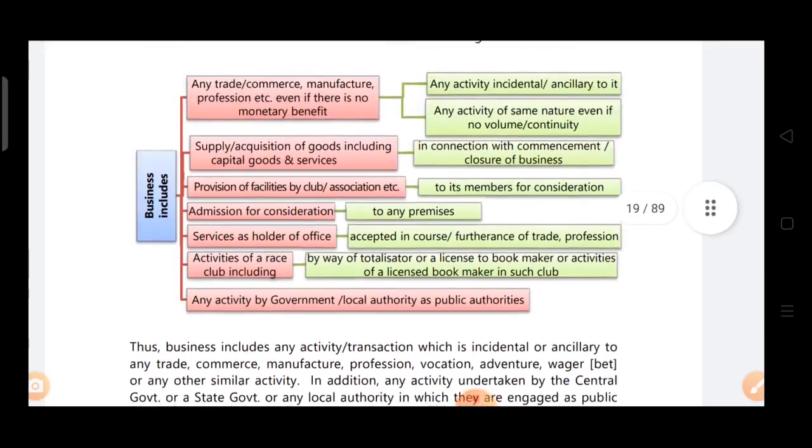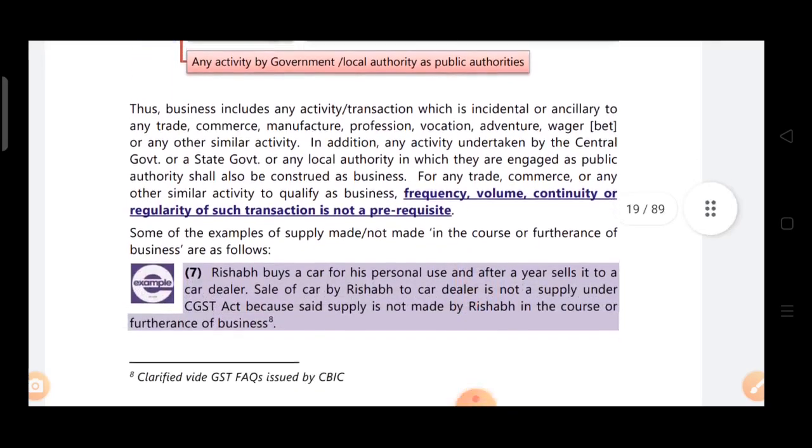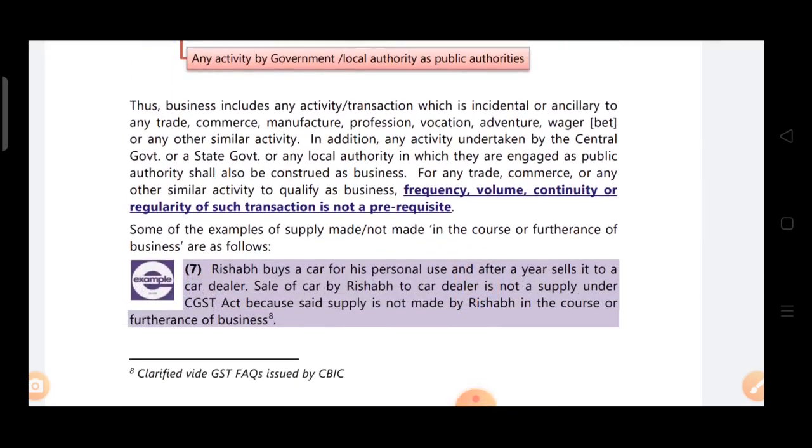Why have they said it is not a prerequisite? Because in the definition itself they have given that any activity of the same nature, meaning any activity of trade or commerce nature, even if there is no volume, continuity, or regularity, is included in the definition of business. That's why they have said that frequency, volume, continuity, and regularity of such transactions is not a prerequisite. Even if there is no volume, no continuity, no frequency, no regularity, that activity is included in the definition of business. Clear? Now let us read some examples of supply made or not made in the course of furtherance of business.